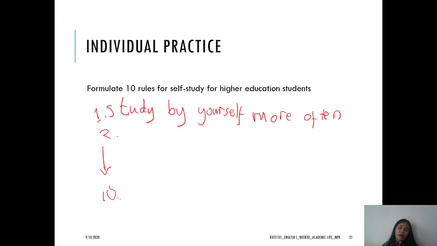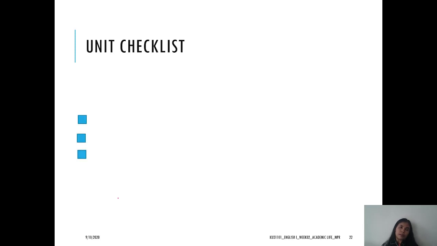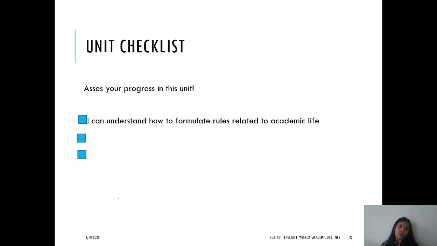Okay, so that would be the end for this meeting. Just a very quick checklist. I want you to assess your progress in this unit. I can understand how to formulate rules related to academic life. I can understand imperative. And I can also design rules for self-study. I really hope that all of you can make a checklist for all of this, because if you really study or if you really listen to this video, then you should be able to get all of these answers correctly. Okay, so that should be all.